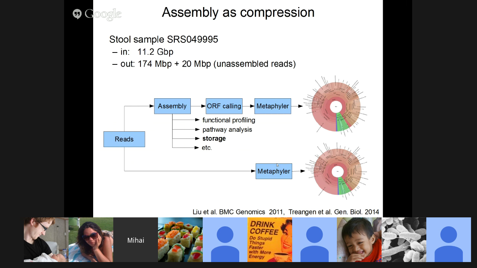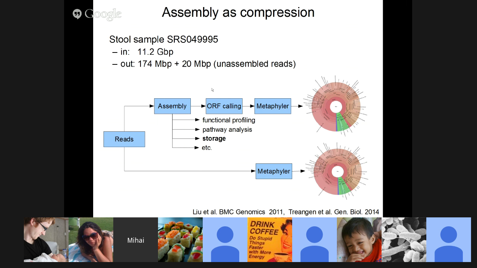So one thing you can think of assembly as simply being a way of compressing data. This is an example where we took a sample from the Human Microbiome Project. This is a stool sample. We had about 11 gigabase pairs of sequence going into it. And after we assembled the data, we had something like 194 megabase pairs of data. So we had about 174 megabase pairs in the assembled data and about 20 megabase pairs of unassembled reads.